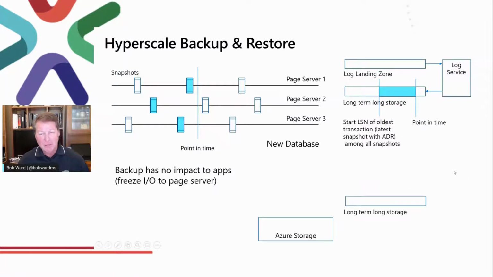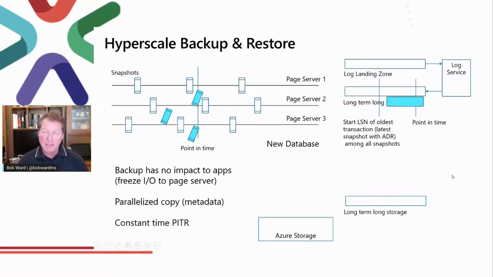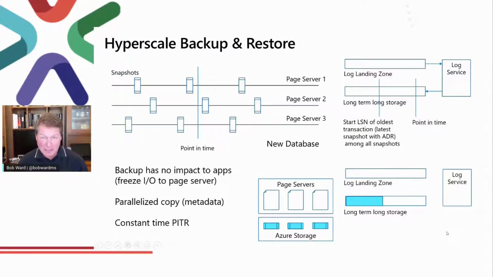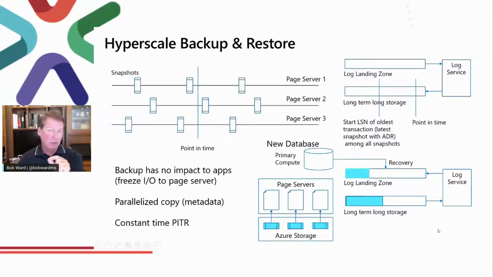Well, how do we do this? It's pretty interesting. Because you're creating a new database, we're able to, in a parallel operation, copy these snapshots and the piece of long-term storage we need into a new set of storage components for this new database. This is why it can be a very quick or constant time point-in-time restore. And then we just need to put the rest of the pieces together. Page servers get seeded. The long-term storage, the log service is going to feed into our landing zone.